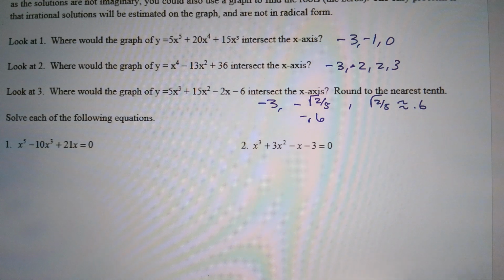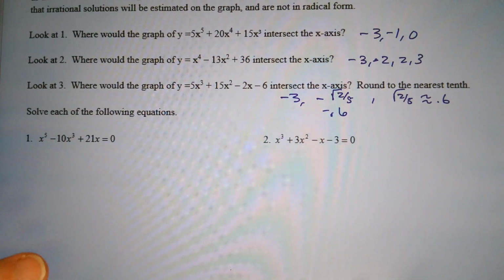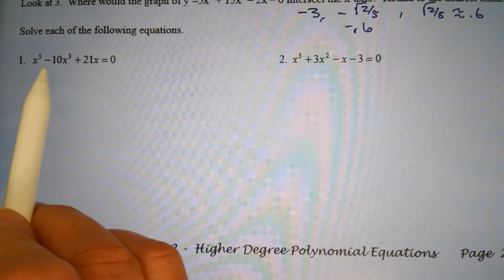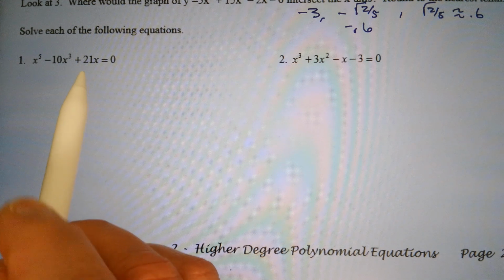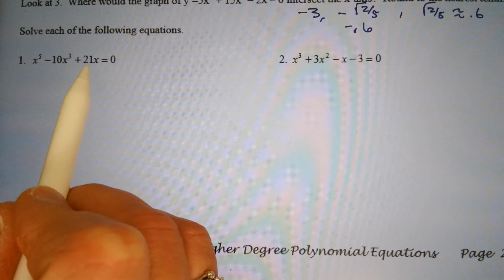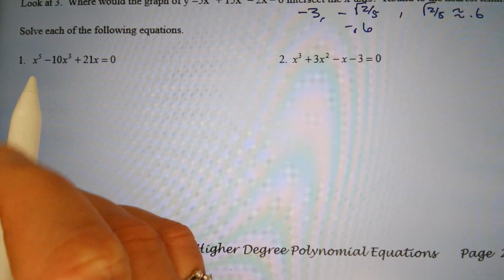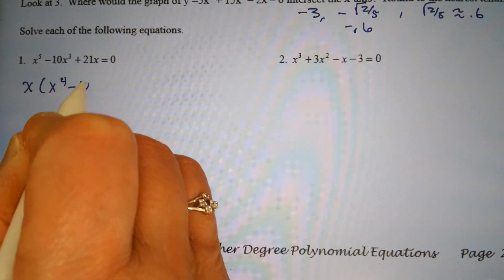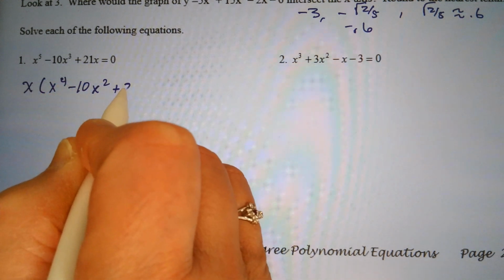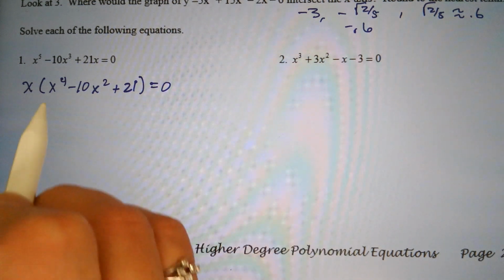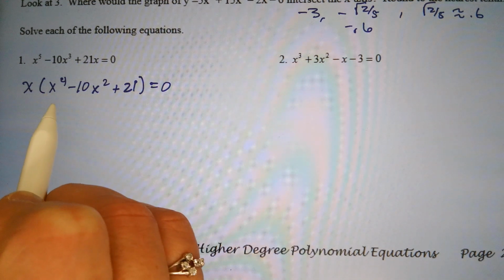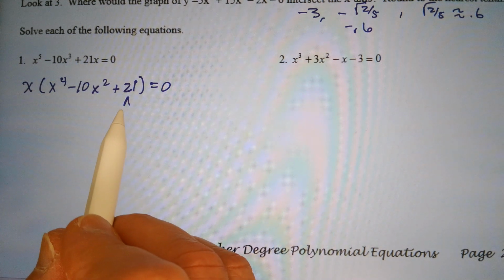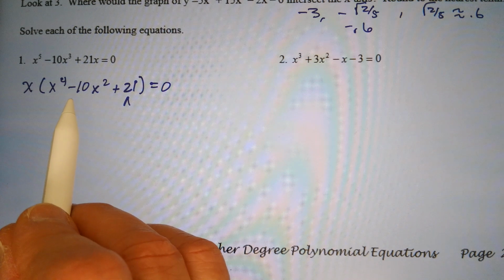Solve each of the following equations algebraically. It's already in standard form for us. There are 3 terms. Is there a GCF? Yes, there is: x. Factor out x, and we get x to the 4th minus 10x squared plus 21 equals 0. Now the trinomial inside parentheses has a leading coefficient of 1. What are the factors of positive 21 that sum to -10?